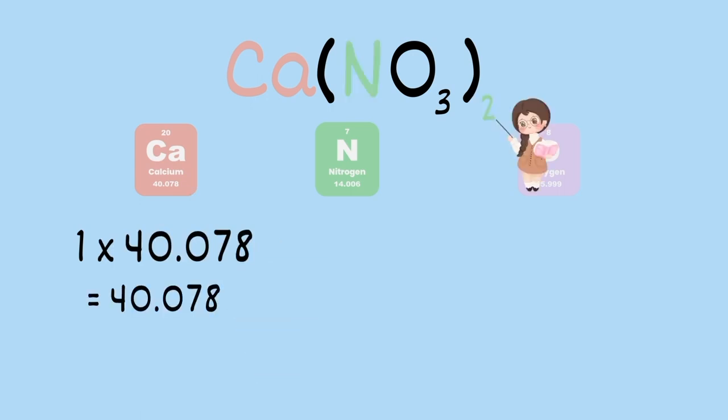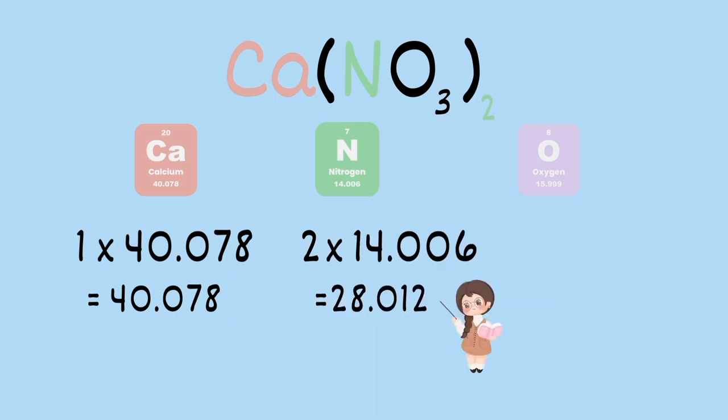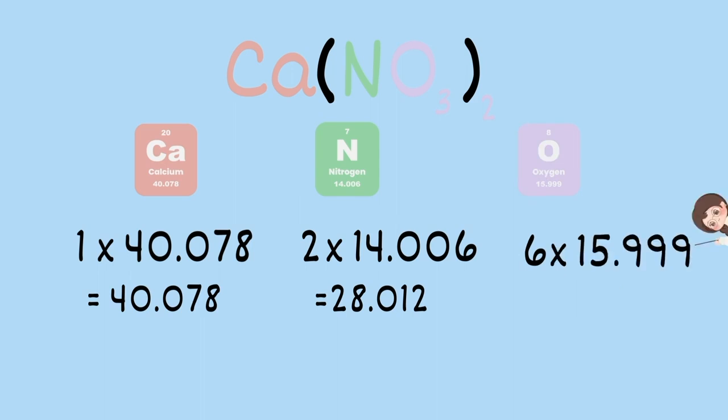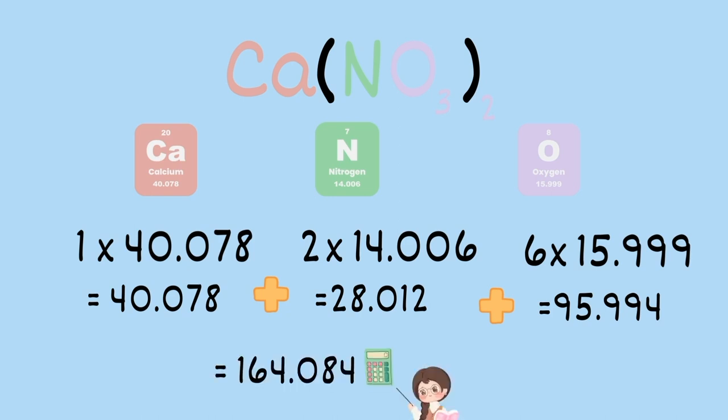There are 2 nitrogen indicated by the number 2 subscript, so we're going to multiply 2 times 14.006, and this gives us 28.012. Lastly, oxygen has 6, so we're going to multiply 6 times 15.999, and we're going to get 95.994. We add these all together and get a total molecular mass of 165.084 on our calculators. This is the correct number of sig figs, so we're going to leave the number at that. And of course, we have to put our units, grams per mole, and that's our answer.